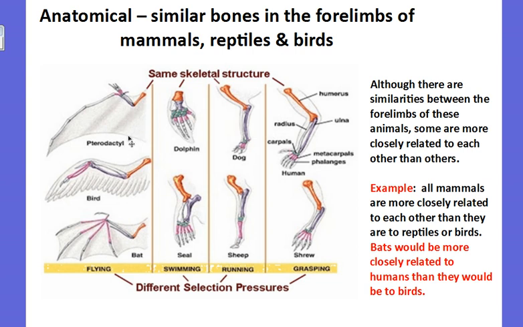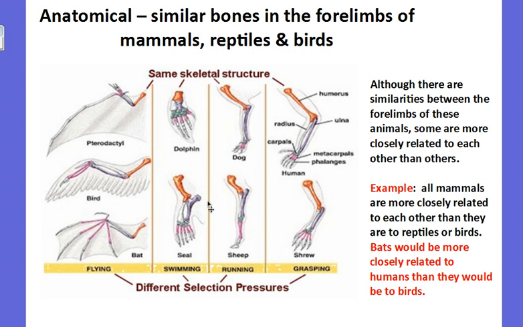So they have similar bone structure, but then they evolve differently to do different things. Some of these forelimbs, or front limbs, evolved to fly, some to swim, some to run, and some to grasp or hold on to things. Okay? So although there are similarities between the forelimbs of these animals, some are more closely related to each other.